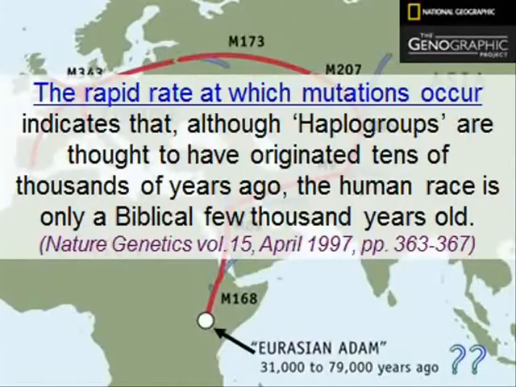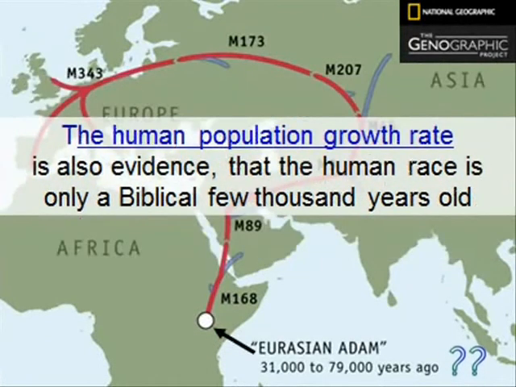The rapid rate at which mutations occur indicates that although haplogroups are thought to have originated tens of thousands of years ago, the human race is only a biblical few thousand years old, according to a Nature Genetics article, volume 15 in 1997. The human population growth rate is also evidence that the human race is only a biblical few thousand years old.